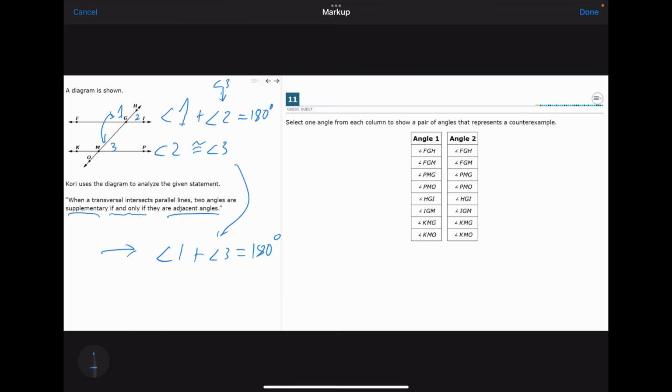Therefore, I found a counterexample to this statement from Corey, and all I have to do is say, okay, angle 1 is FGH right here, and angle 3 is PMG, this one right here. And that's the answer. All you have to do is select those two, and you've found a counterexample to the statement and answered question 11.